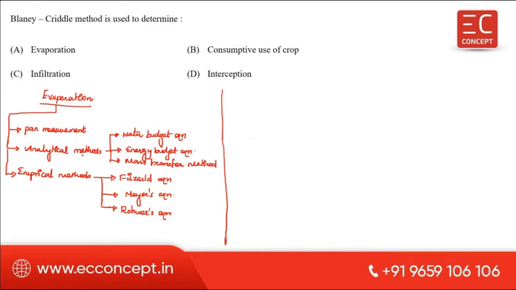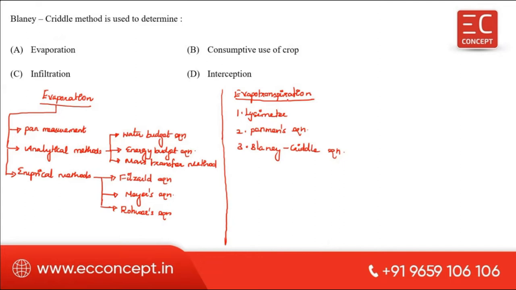Then next is evapotranspiration. Evapotranspiration can be determined by using, first, the lysimeter, second, Penman's method or Penman's equation, and third, the Blaney-Criddle formula or equation. These three are used for evapotranspiration.